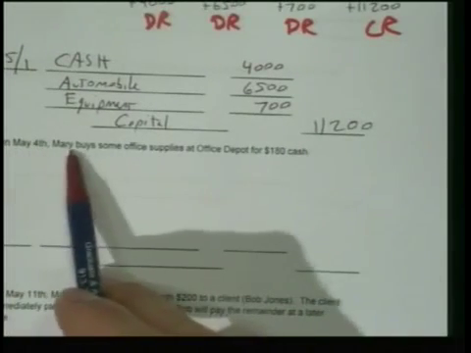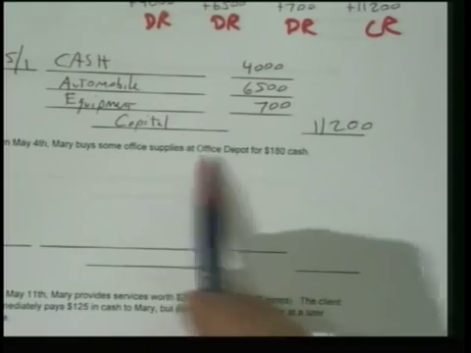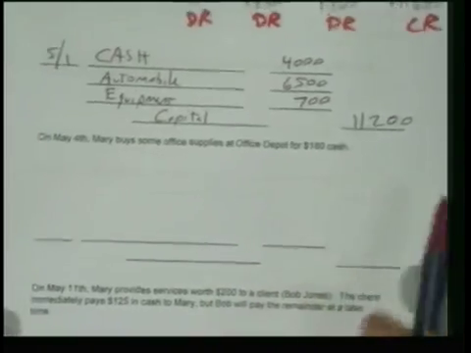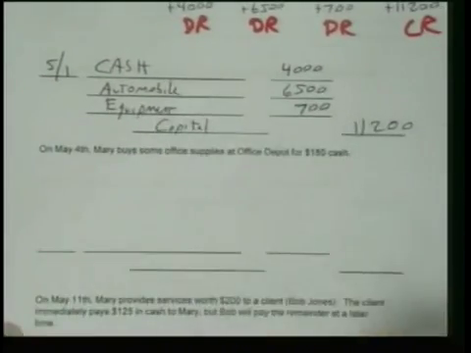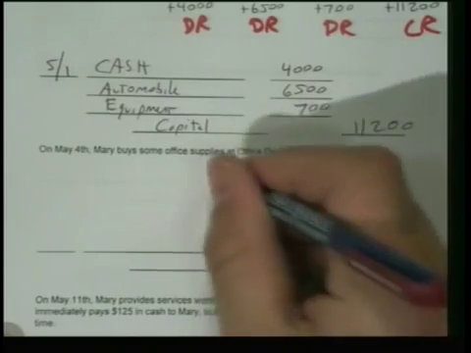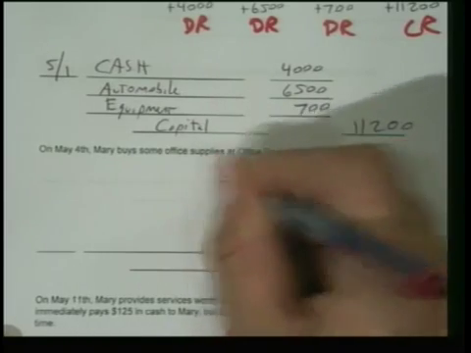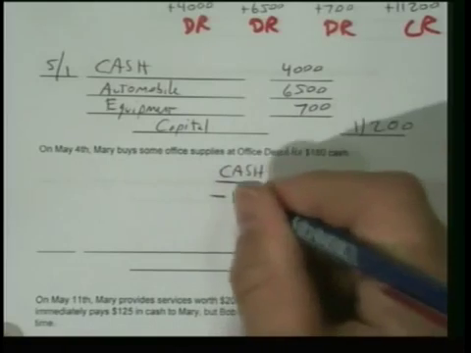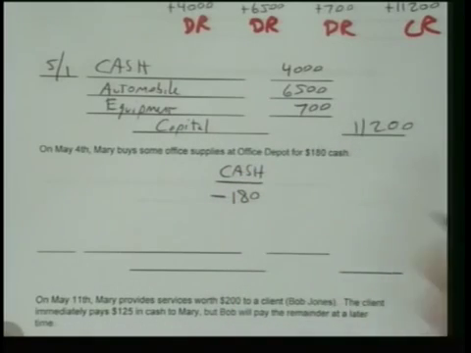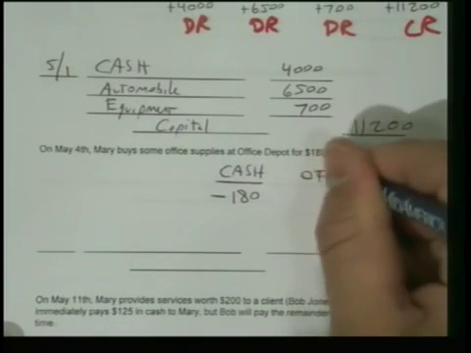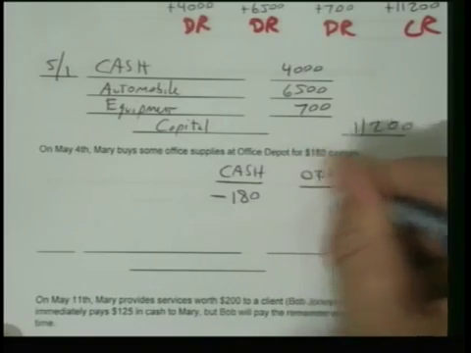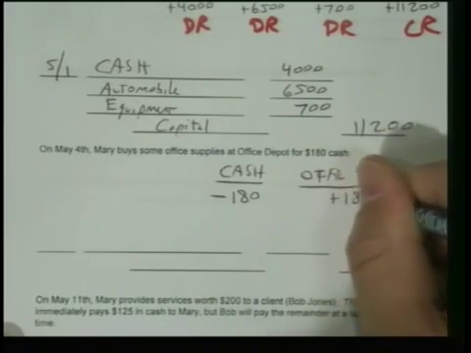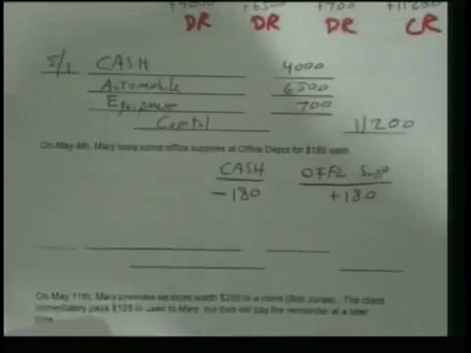On May the 4th, Mary buys some office supplies at Office Depot for $180 cash. Okay? Just ignore the journal entry for now. Let's do the chapter 1 way. Well, cash goes down by $180, correct? And office supplies goes up by $180, right?